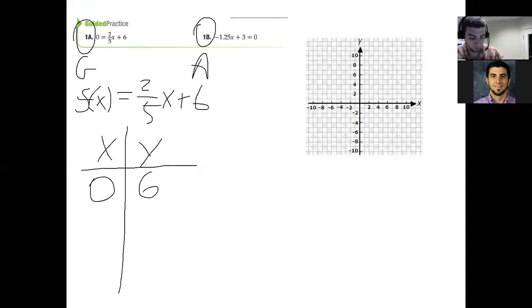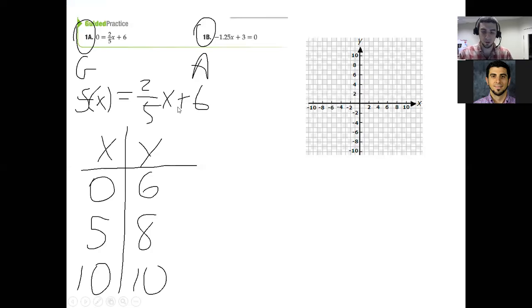How about 5? Okay, so if I substitute 5 in, 2/5 times 5 is going to be 2, plus 6 gives you 8. Now once you have 2 points, you can graph the line. If you want to get a third one, I'd pick 10. 2/5 times 10 is going to be 4, plus 6 gives you 10. Then you can plot your points on the graph. So 0, 6 is right here. 5, 8 is right there, and then 10 is right there.